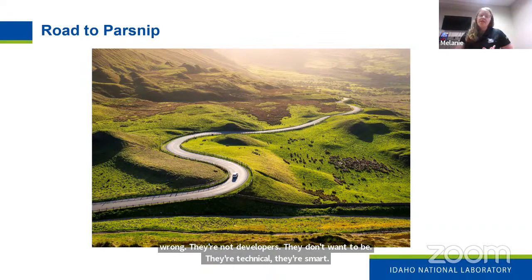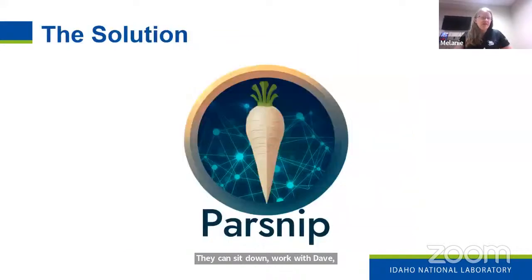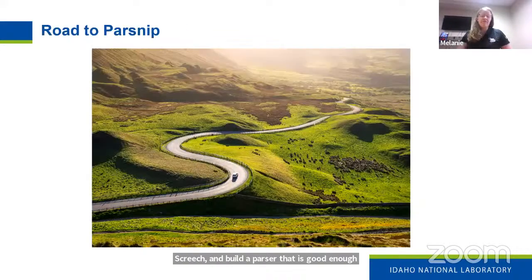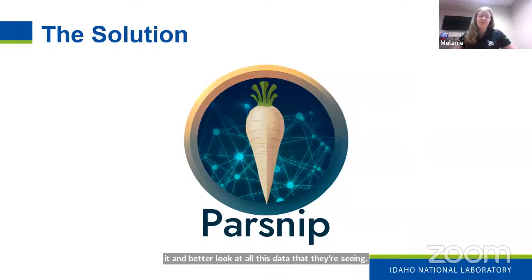And that's where Parsnip can really come into play. They can sit down, work with Dave, the documentation of Screech, and build a parser that is good enough and quick enough to get them through the next 2 weeks of their engagement. Get them just the data they need. Maybe it's not the most robust parser, but it's a framework and a system that they can then plug into their tool, use it, and better look at all this data that they're seeing. That's where Parsnip really comes in.